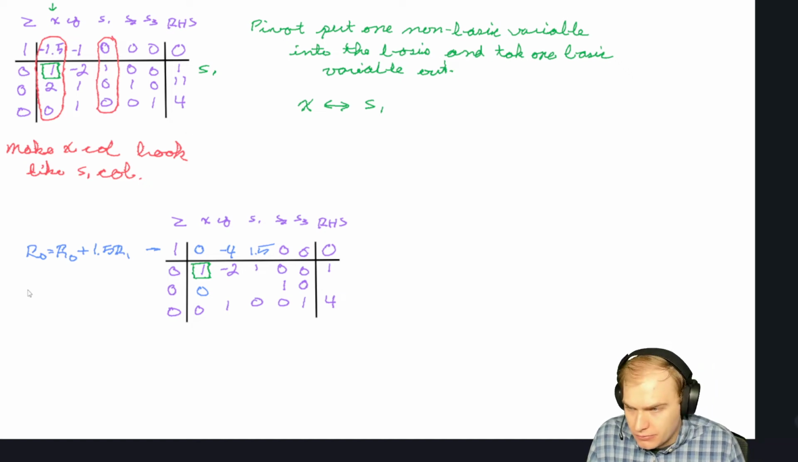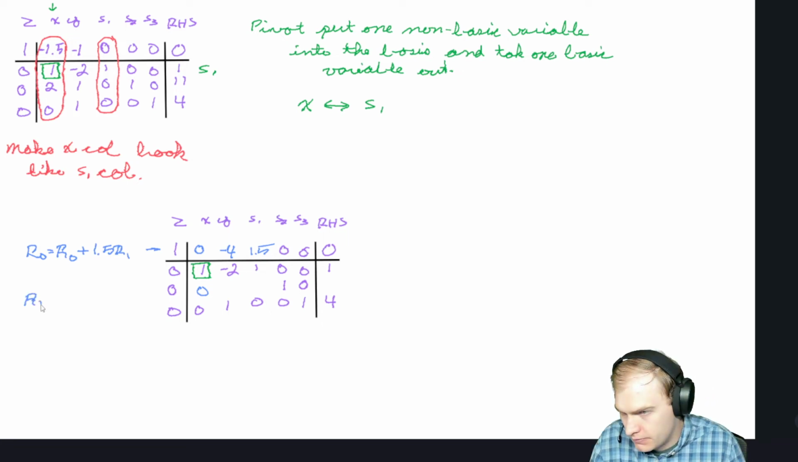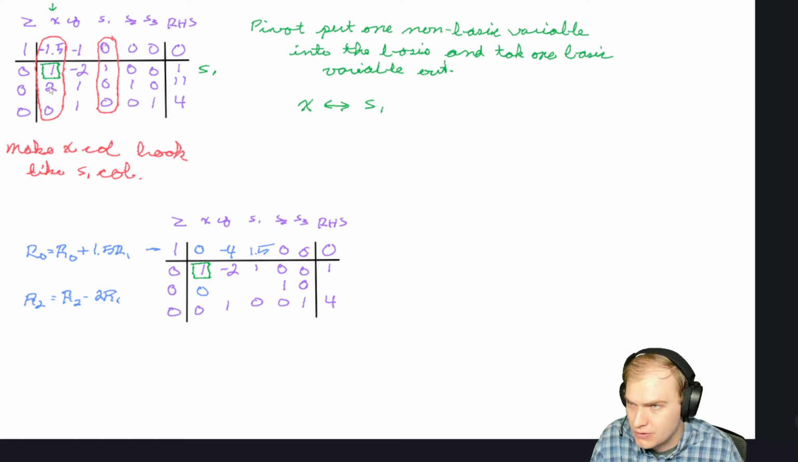And then row two. Yep, row two. We want to put a 0 there, so that's going to be row 2 minus twice row 1. So we want to cancel out that 2. So we end up with a negative 2 times negative 2 is 4, plus 1 is 5.